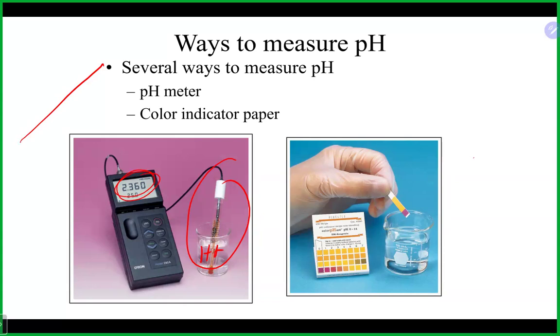We also sometimes will use, like we'll use in lab on Monday or Tuesday of next week, I think, when we do this experiment, pH paper. pH paper is basically paper that you dip in the solution, and it changes color.